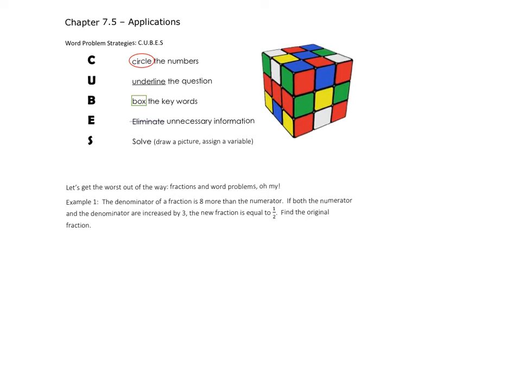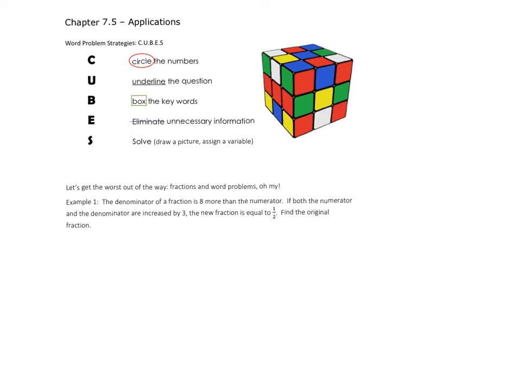So our first problem has fractions and word problems. So let's read through it. For word problems, you should probably read through several times. So example 1 says, the denominator of a fraction is 8 more than the numerator. If both the numerator and denominator are increased by 3, the new fraction is equal to 1/2. Find the original fraction. So that's a lot of math terms. So I'm going to go back through and try and break it down.